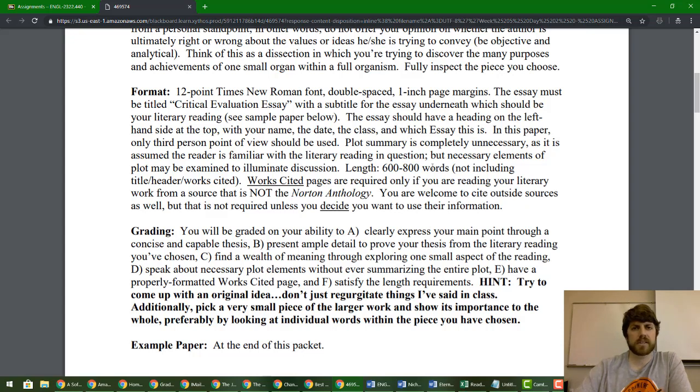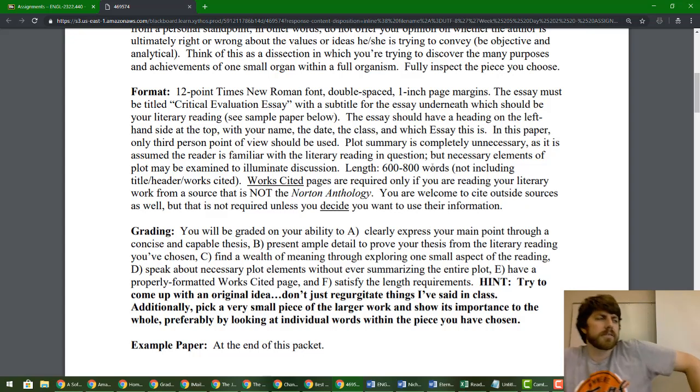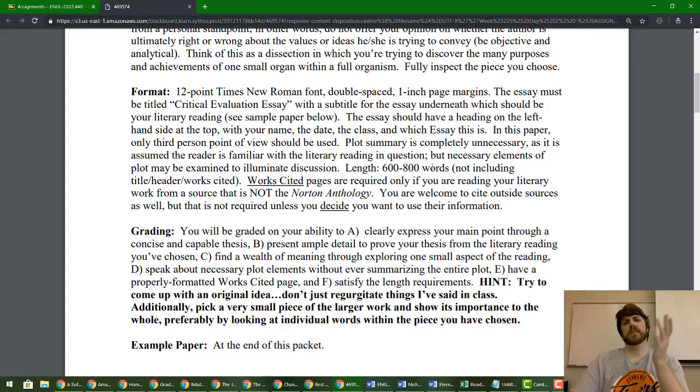You only have to use a works cited page if you're not using the Norton Anthology book as the source for your text. And in every single case, you should be, because even if you're doing Chaucer's Canterbury Tales, if you're citing the original text, that's all available in the Norton Anthology. So even if you're using the online version as a reference point to find the line number, you can then look that line number up in the Norton Anthology, so it shouldn't be an issue.